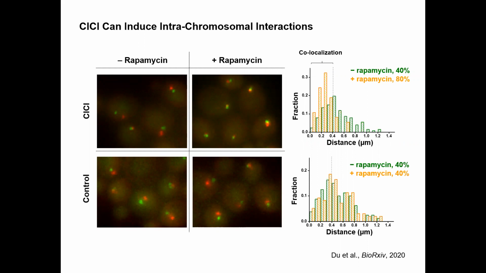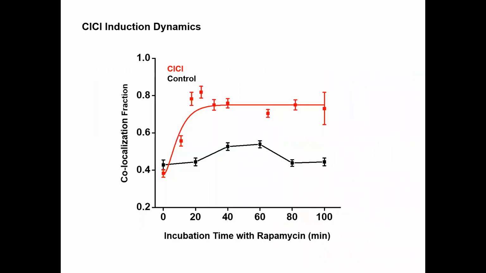Okay. So this is a static picture taken after long-term incubation with rapamycin. We can also do this with a time course. So here what I plot is the co-localization probability as a function of the incubation time. As you can see in the CICI strain, the co-localization rapidly increased after just a few minutes, and in the control strain, it doesn't work.